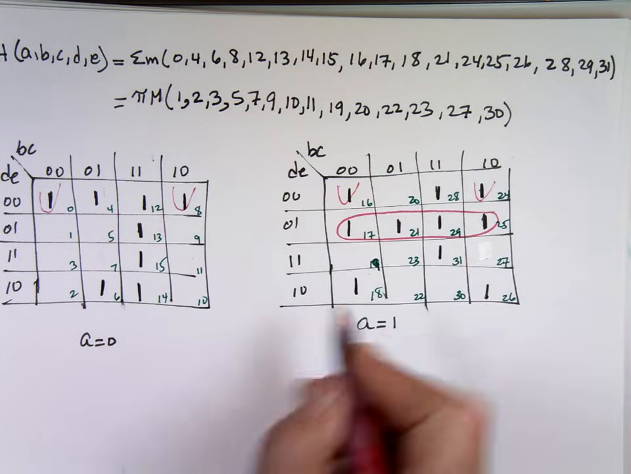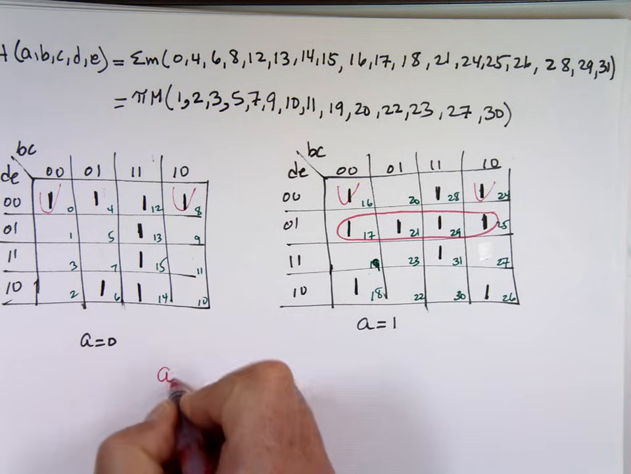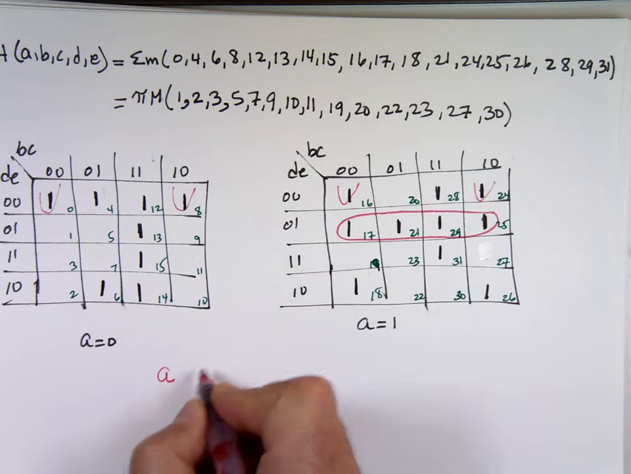So that's A is 1. I got to include the A. B and C are gone. D bar E.